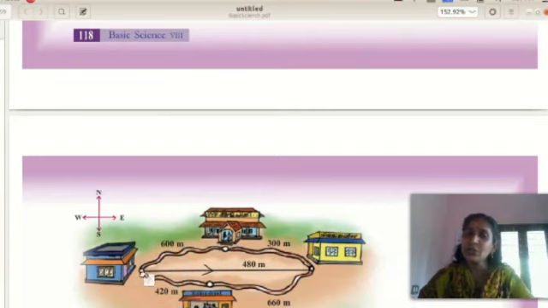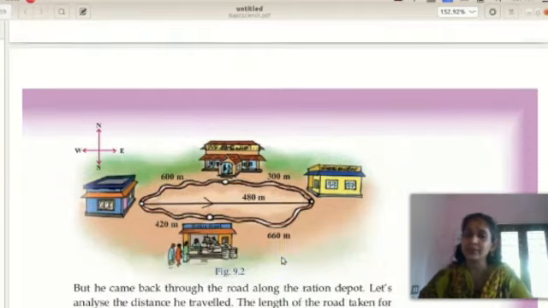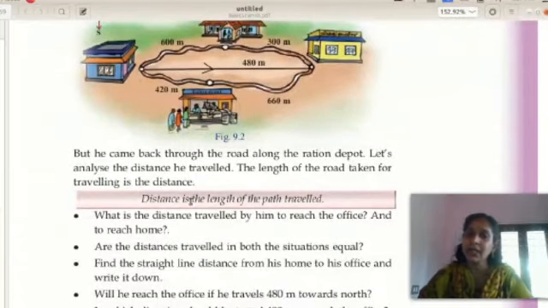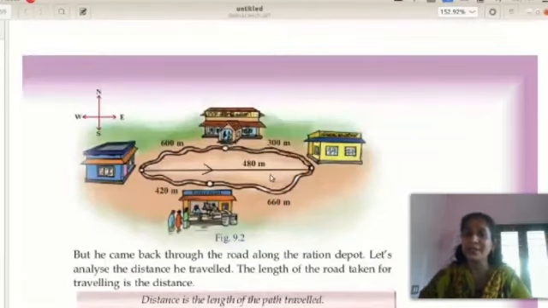If we travel through this path, the path near the hospital, the total distance traveled is equal to 600 plus 300. That is equal to 900 meters.